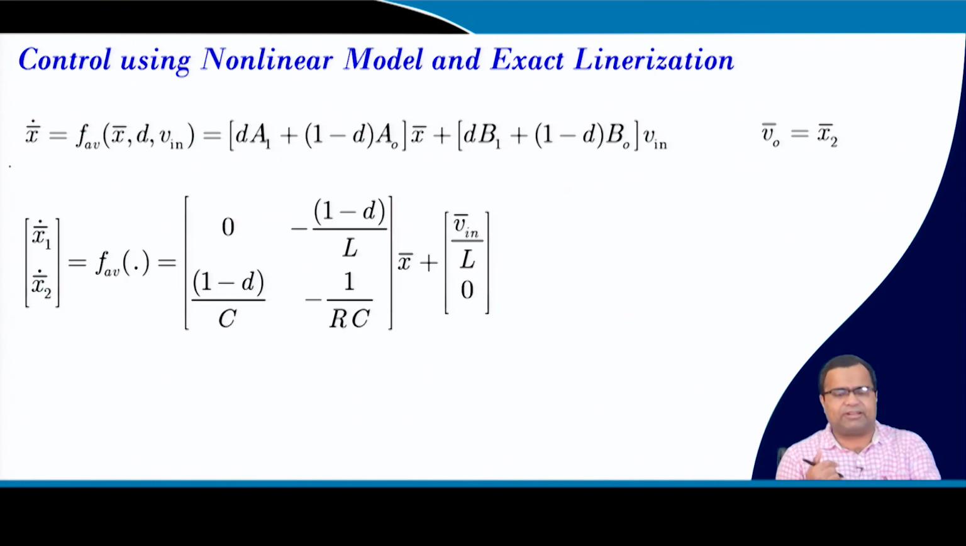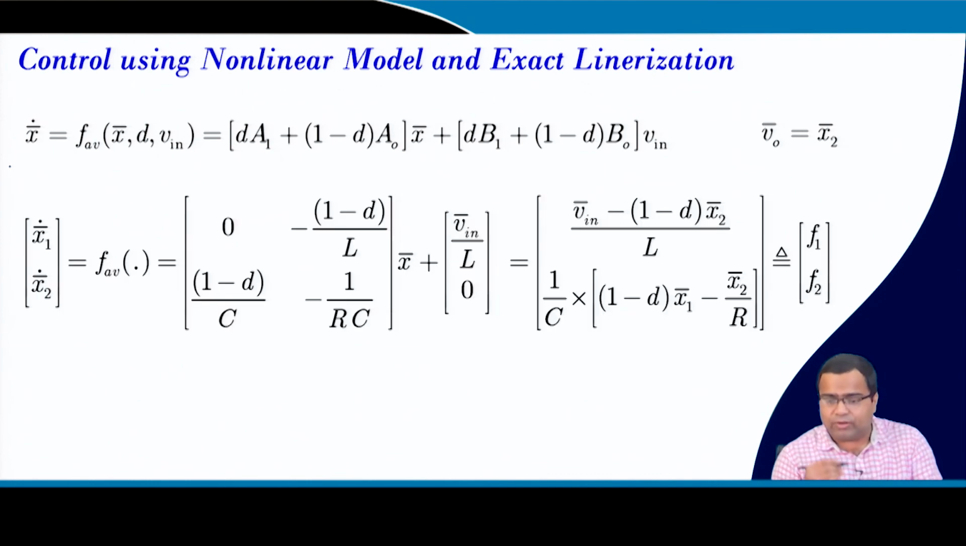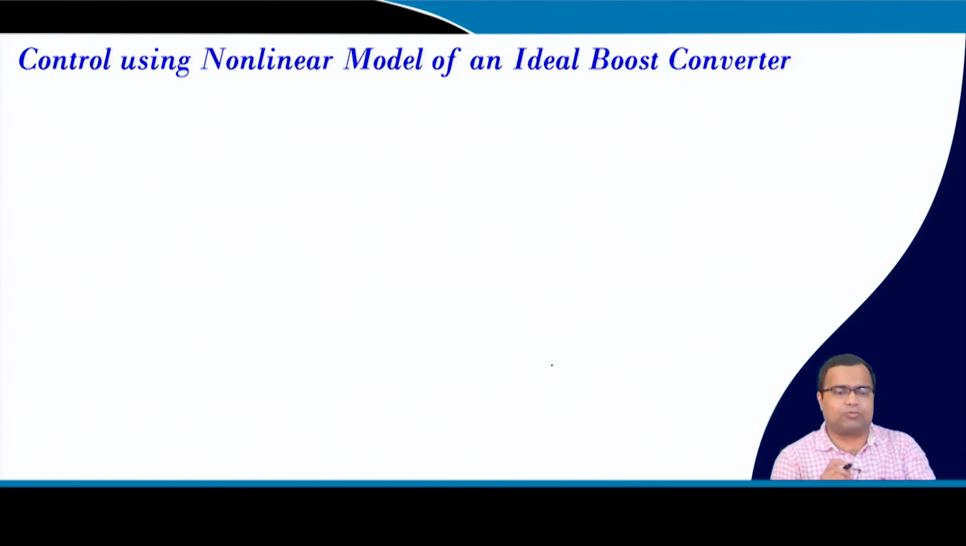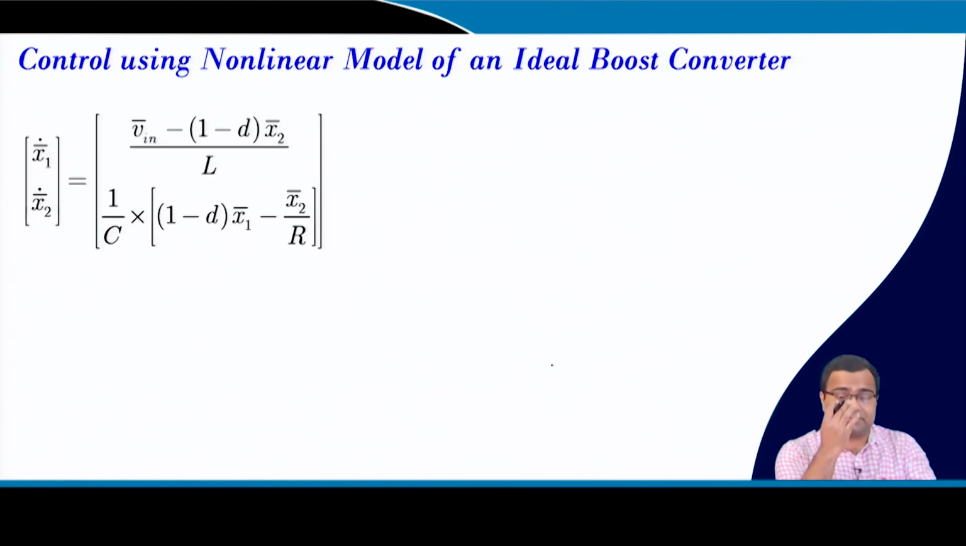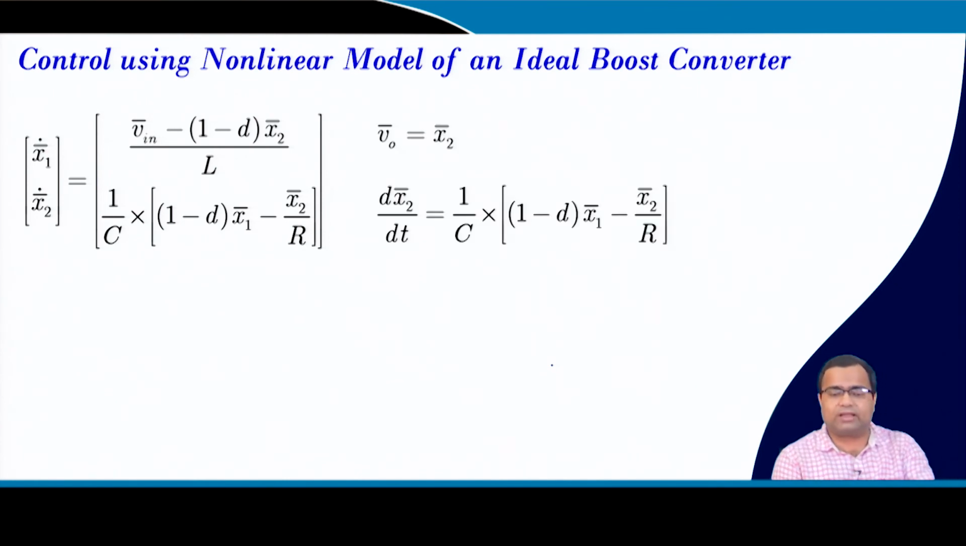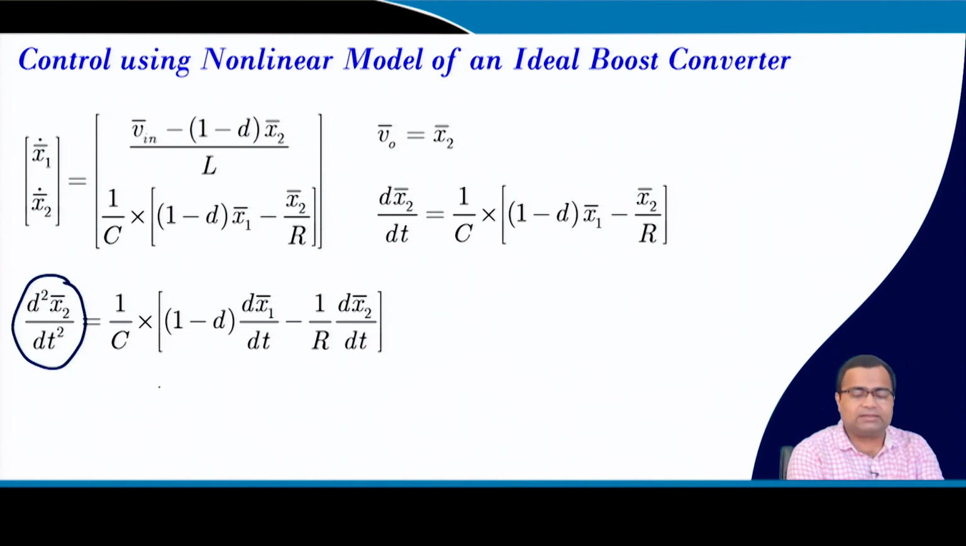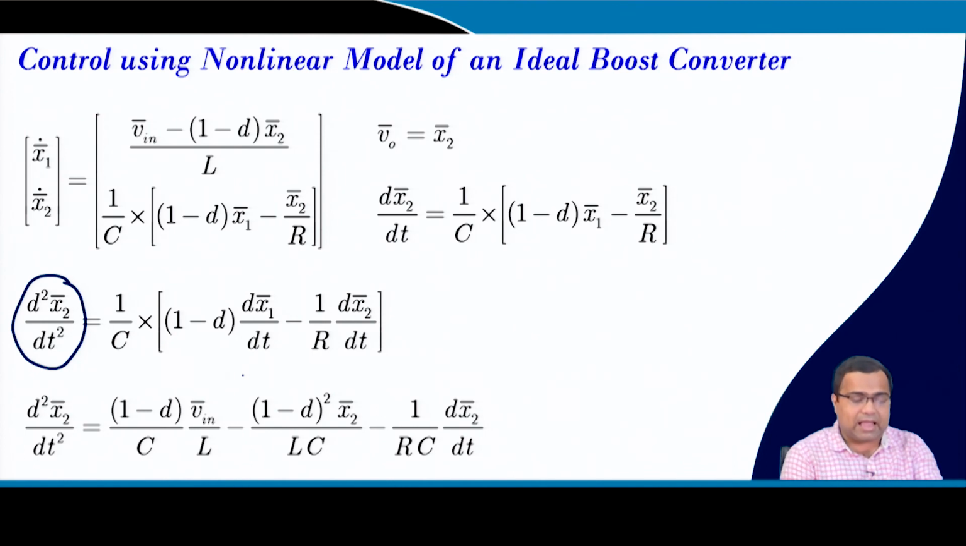So, again if we take the average model that we have discussed, we can write this average quantity. This is well known, and we have just discussed it. Now, we are redefining the variable. One variable we can take as the output voltage, and the other variable we can take as the derivative of the output voltage. Then we can write x1 dot, x2 dot. If we take the double derivative of the output voltage, it will be like this.